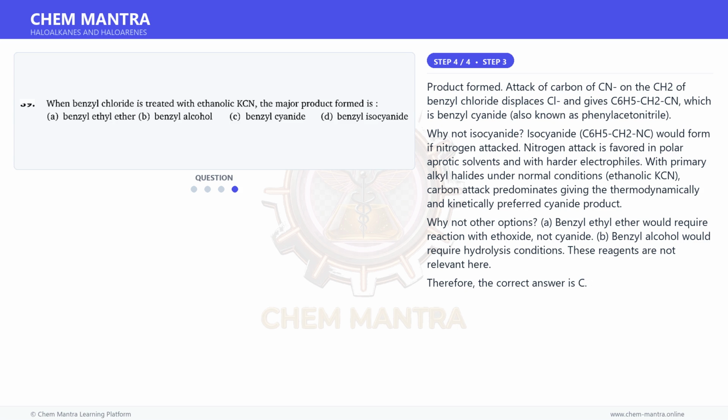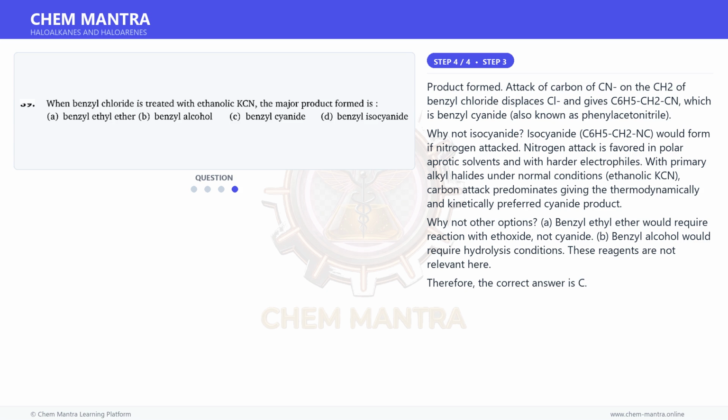Why not isocyanide? Isocyanide, C6H5CH2NC, would form if nitrogen attacked. Nitrogen attack is favored in polar aprotic solvents and with harder electrophiles. With primary alkyl halides under normal conditions, ethanolic KCN, carbon attack predominates, giving the thermodynamically and kinetically preferred cyanide product.